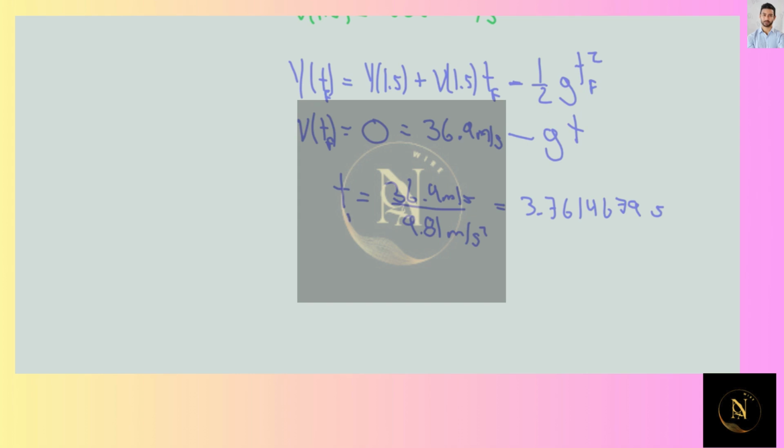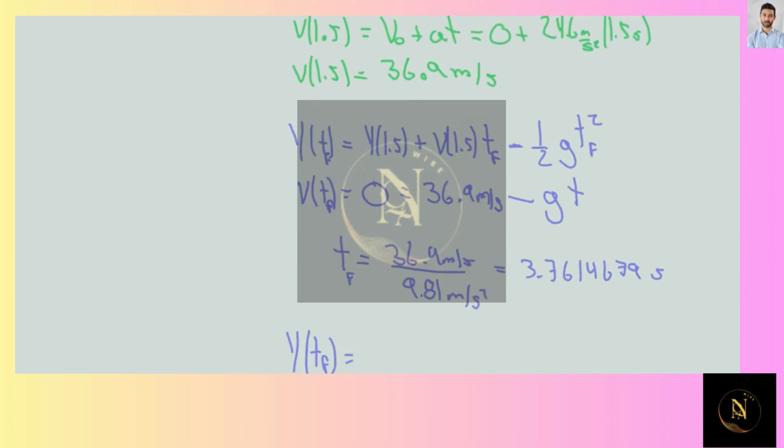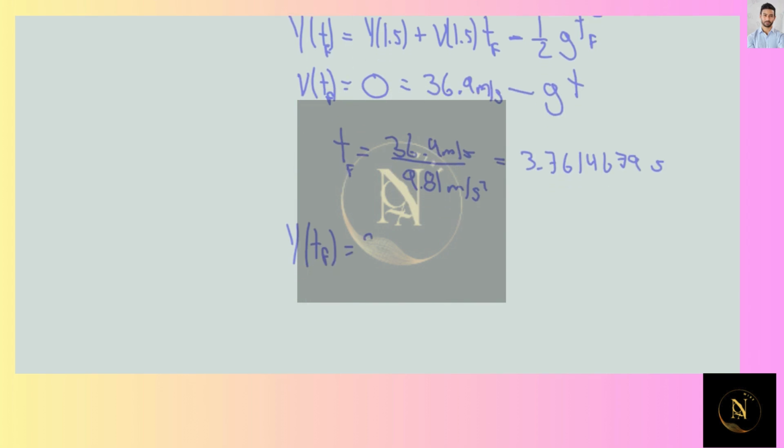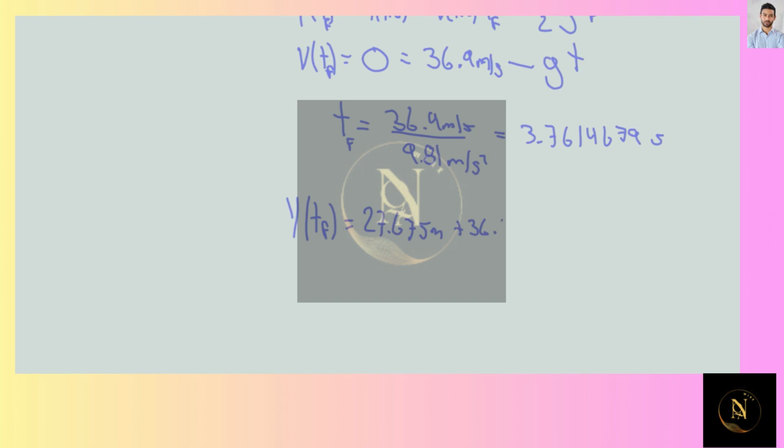Now, we can replace this final time into our equation for y, and this is going to be equal to y at 1.5, which is 27.675 meters, plus the velocity that we had at this moment, which is 36.9 meters per second, multiplied by this final time, minus 1/2 of 9.81 meters per second squared, multiplied by this value of time, 3.7614679 seconds, and all of this squared.